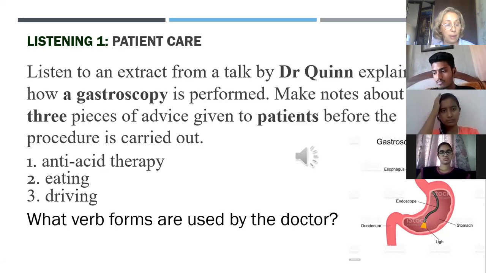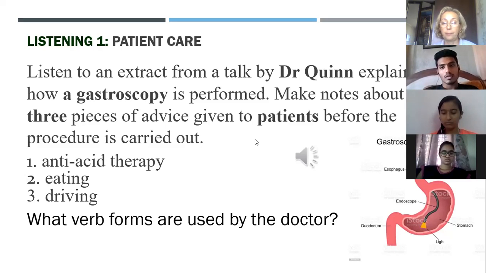I see. And what about driving? Vidya? Not to drive as sedation is involved. Yes. Sedation is involved. Okay. And when the doctor was explaining the procedure, the steps of the procedure, what verbs did he use in his explanation? What grammar structure did he use? Rise.